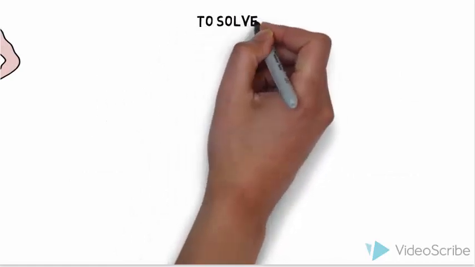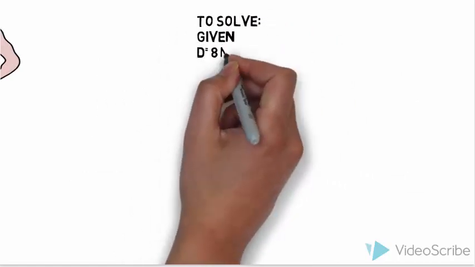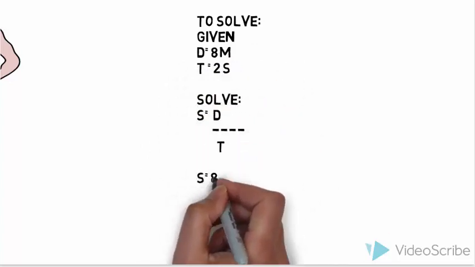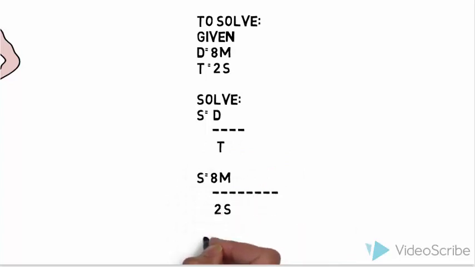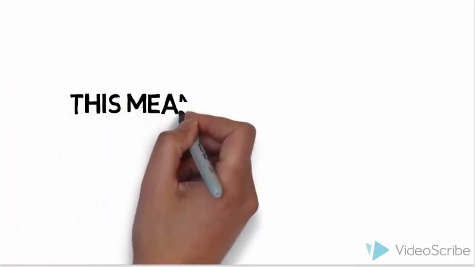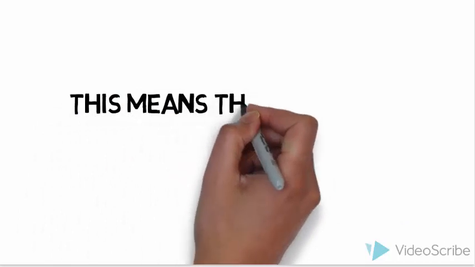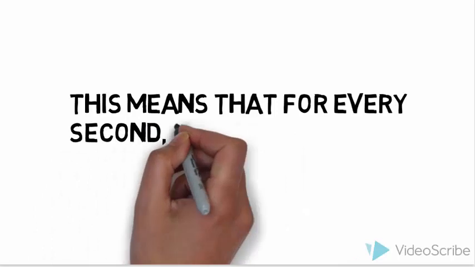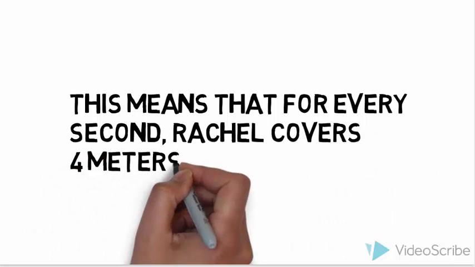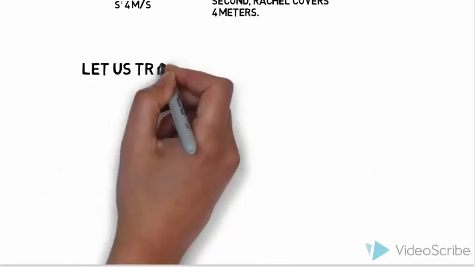To solve, you need to identify the given. So distance is 8 meters, time is 2 seconds. And you need to remember the formula. Substitute the values for the distance and the time, and then you will get the answer of 4 meters per second. This means that for every second, Rachel covers 4 meters. After 2 seconds, then she will be able to cover 8 meters.